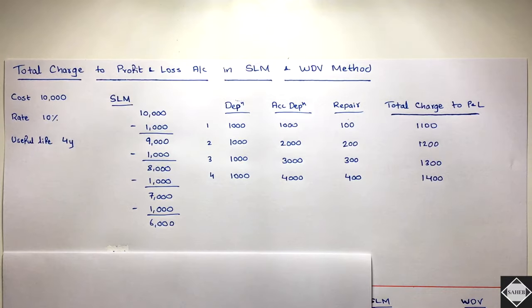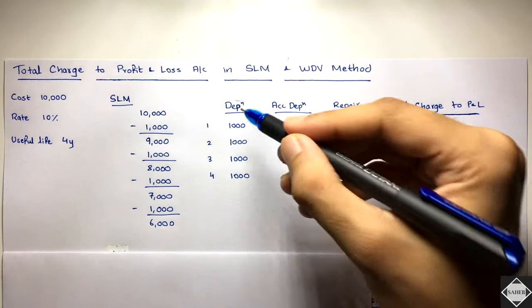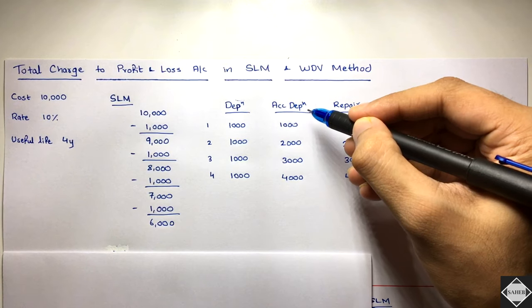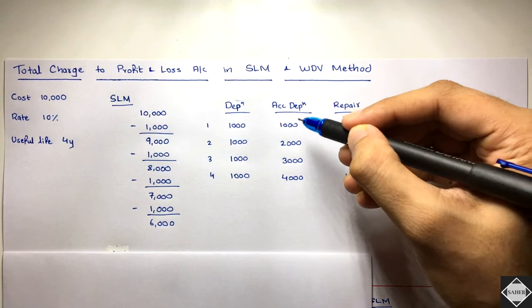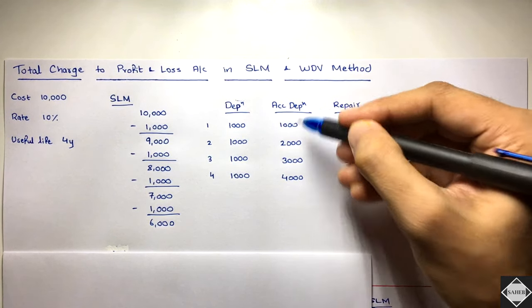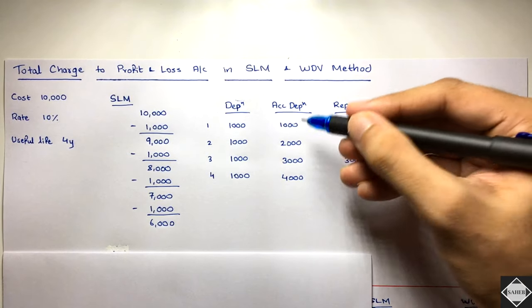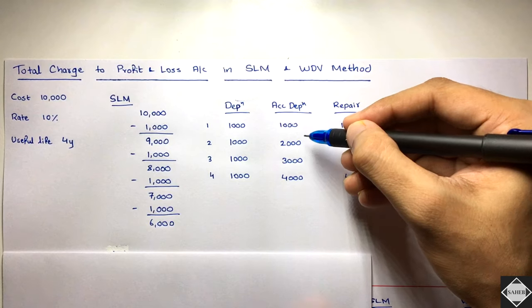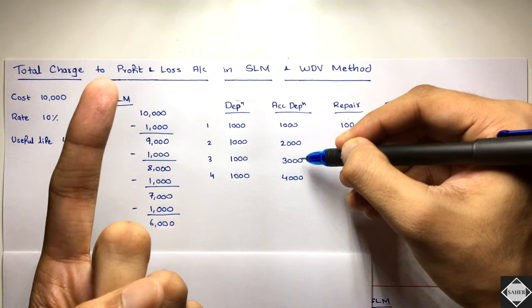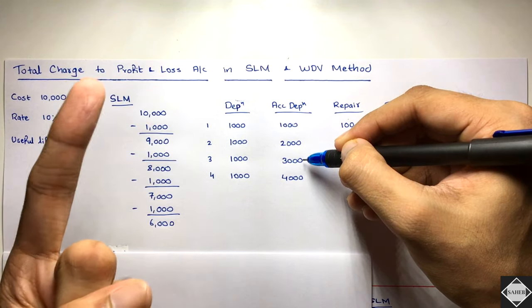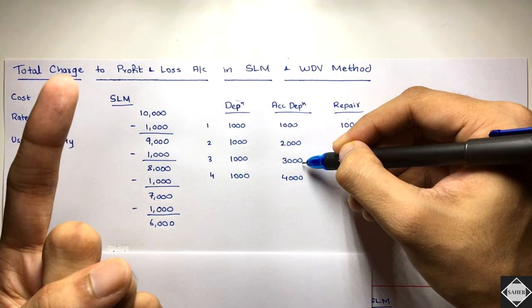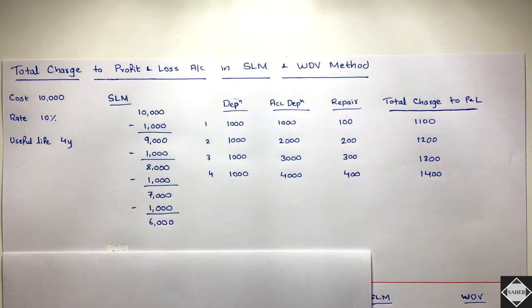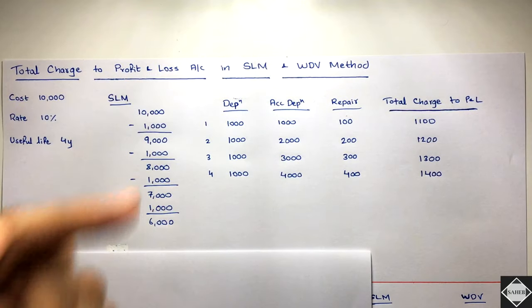So this is what will happen. You see the pattern. Depreciation is the same every year. It's constant. What is happening to accumulated depreciation? It is increasing at a constant rate. First it was 1000. In the second year it became 2000. It increased by 1000. And then in the third year again it increased by 1000, from 2000 to 3000. And then from 3000 to 4000, again 1000. So it is increasing at a constant rate, by the same amount.